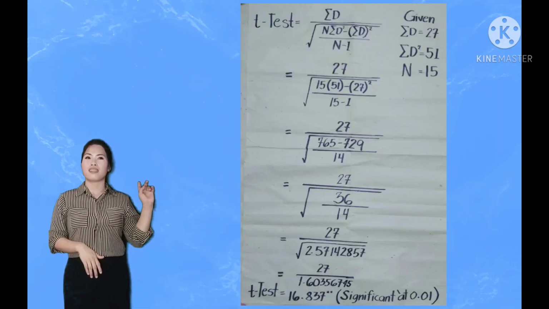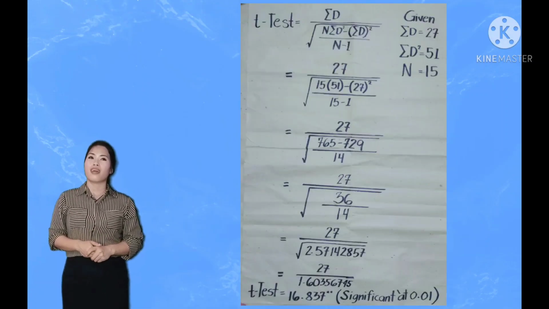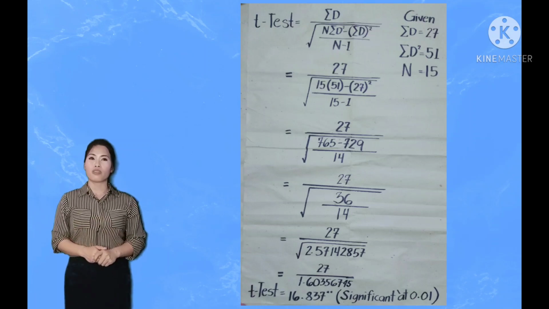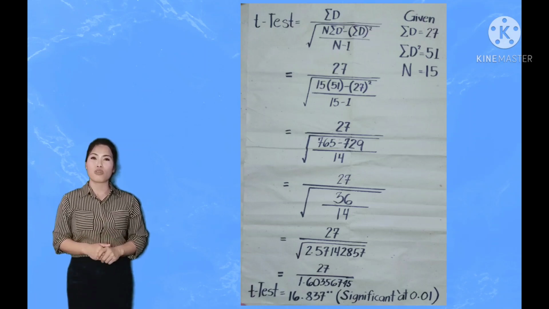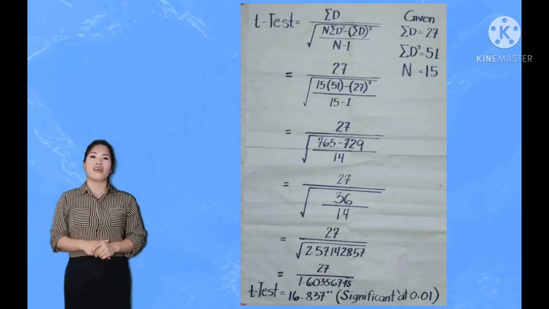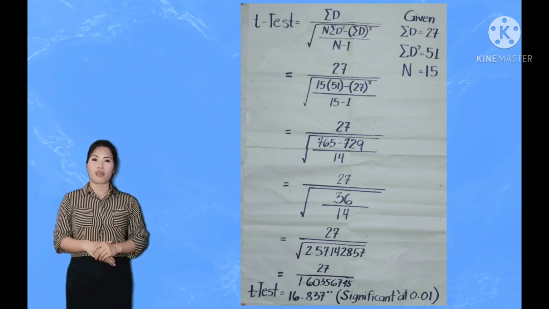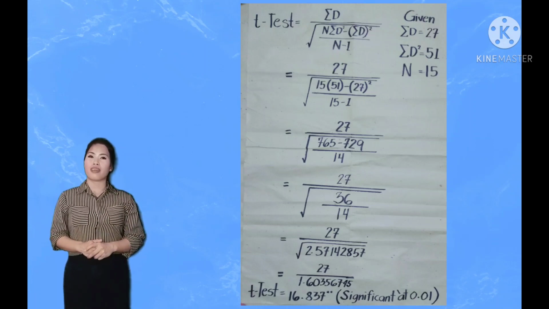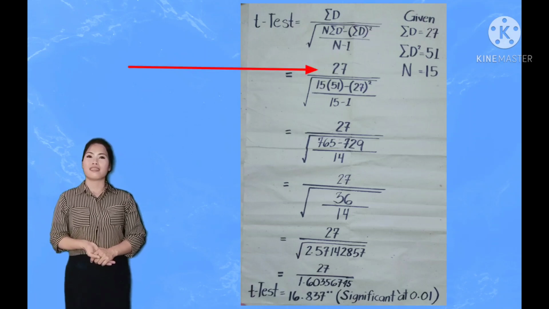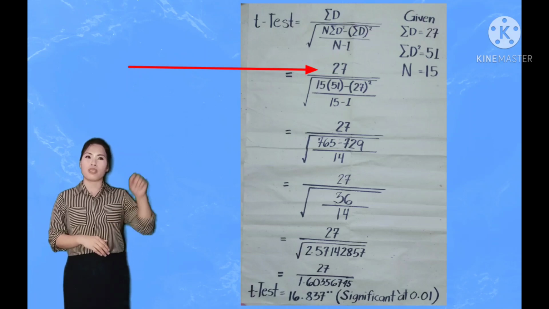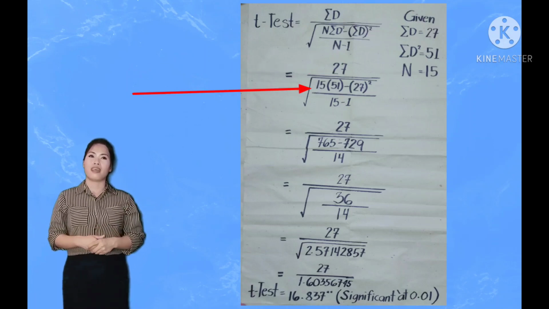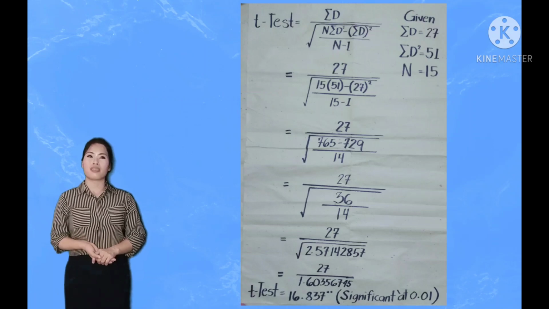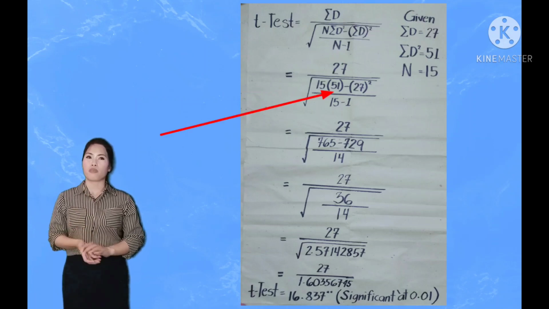So now that we have all our values, let's substitute in this formula. T-test is equal to the summation of D divided by the square root of n times the summation of D squared minus the summation of D, squared, divided by n minus 1. The summation of D is 27, so let's put 27. And n is the number of cases, so we put here 15. And then the summation of D squared is 51, so we put down 51.